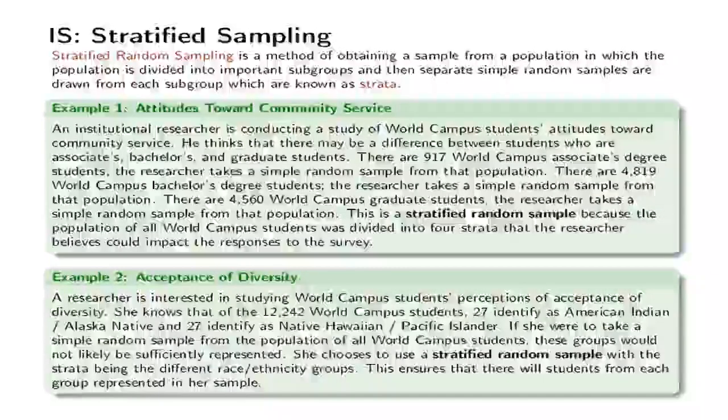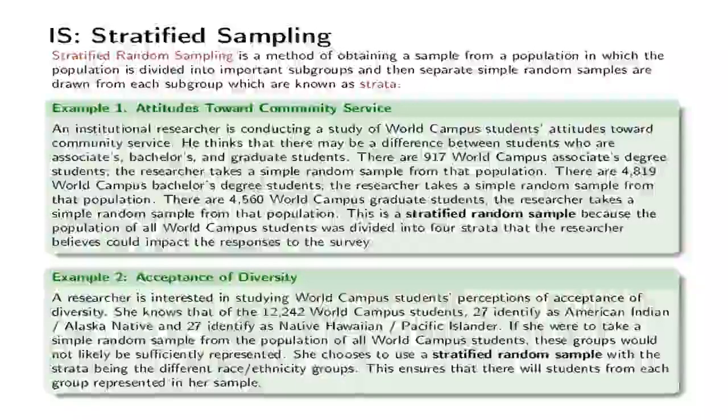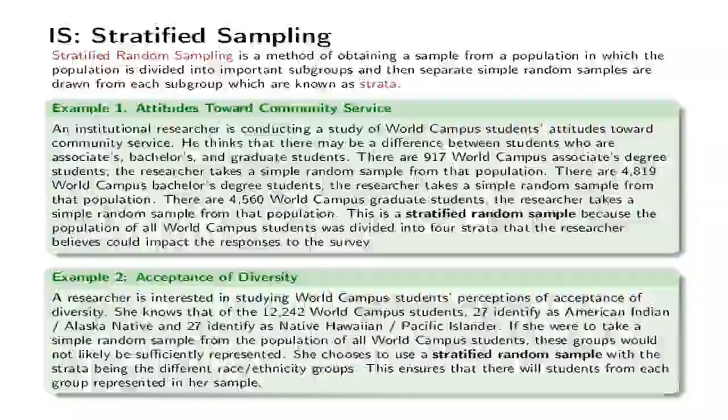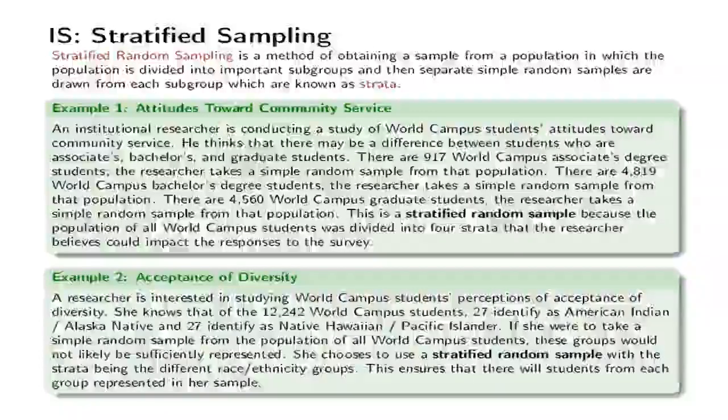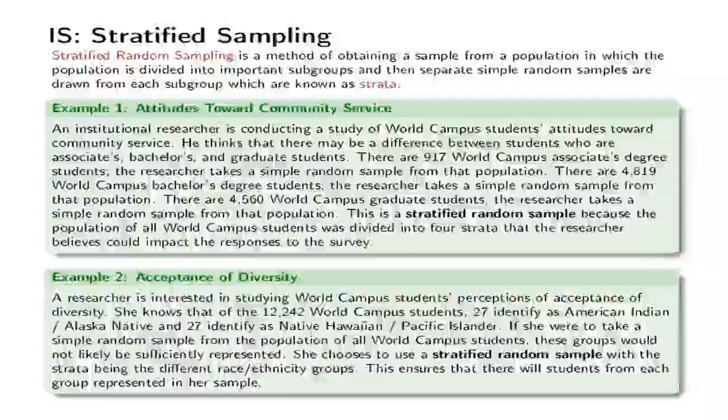There are 4,819 World Campus Bachelor's degree students. The researcher then takes a simple random sample from that population. There are 4,560 World Campus graduate students. The researcher also takes a simple random sample from that population. Now, this is a stratified random sample because the population of all World Campus students was divided into strata that the researcher believes could impact the responses to the survey.